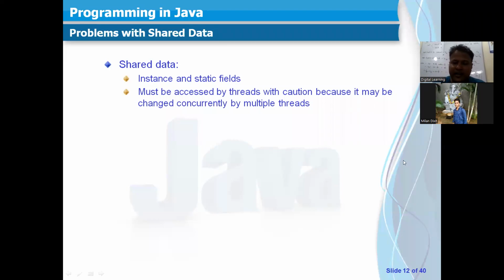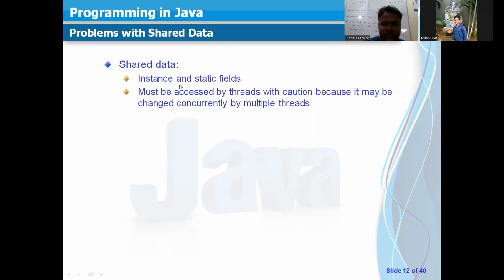Next concept is shared data. Which data can you share? The instance and static field will be shared. Instance variable and static variable. Instance variable means the variable that is defined inside a class is called the instance variable.